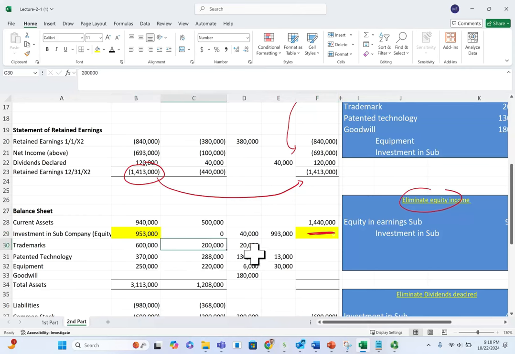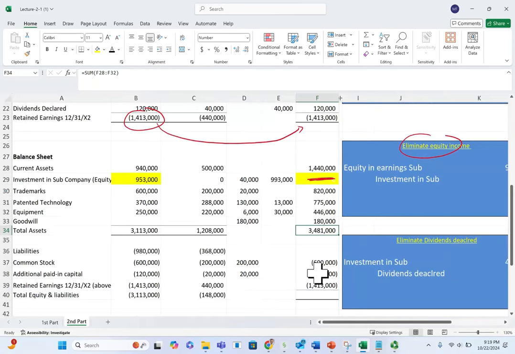Trademark 600,000 plus 200 plus an additional 20. Trademark is 820. Patent and technology 370 plus 288 plus 130 minus the excess amortization of 13. That's going to give me 775. Equipment of 250. My equipment, the sub equipment, is 220. I'm gonna add 6,000 of negative depreciation, then reduce it by 30, which is gonna give me a consolidated equipment of 446. I did not have goodwill in the consolidation. I'll have 180,000 of goodwill, and that's gonna give me a total asset of 3,481,000, my total asset.